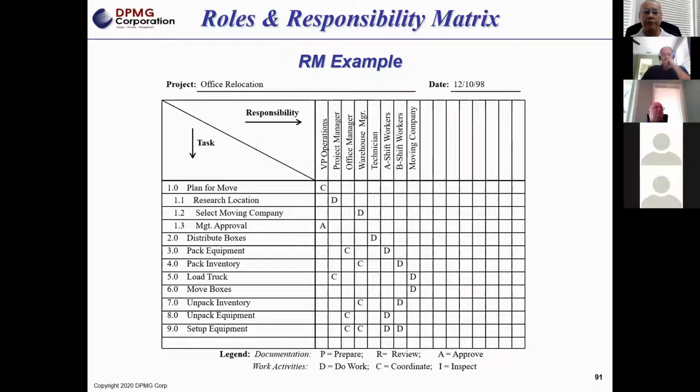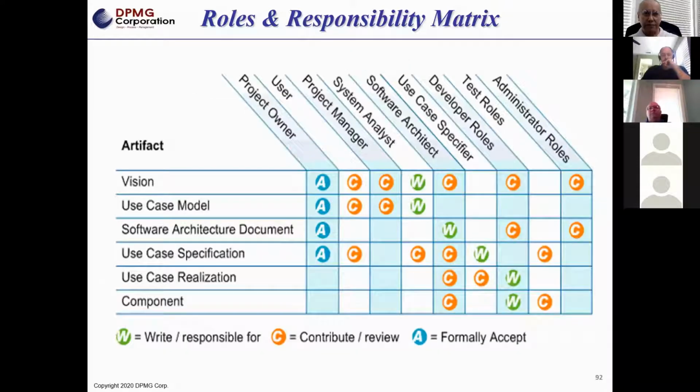Let me give you another example. Looks a little different, but again, it's the same thing. So if you look at this, who's responsible for writing, contributing, reviewing. This is software, formally accepting, right? Same thing. Project owner, this is what they're responsible for. Users responsible for this. Project manager, system analyst, software architect. Very straightforward. You don't need to make it complicated. I've seen some go way out of hand. So this is one style.